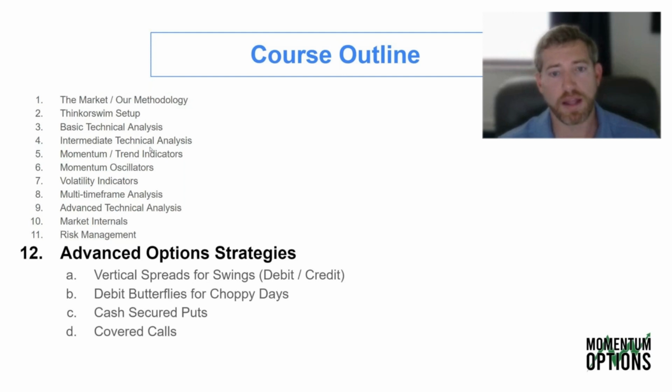Then we get into our advanced option strategies. So for swing trading, for example, I really like vertical spreads. They really slow things down, make it a lot calmer and easier to manage. Time isn't your enemy. So we'll talk about that and how to apply those for our swing trades.